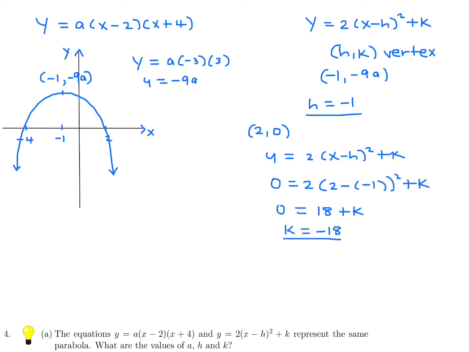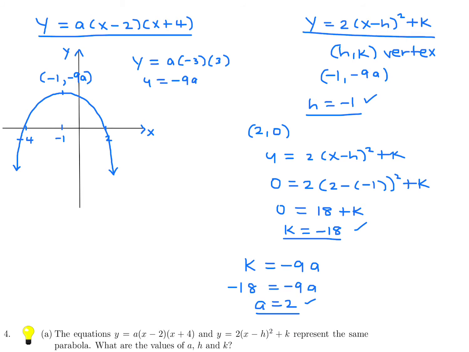All right, great. So I've got two of them, and I guess what's the other one? a. Okay, well, in terms of comparison, k is equal to minus 9a. Well, k is negative 18. That's minus 9a, so a must be 2. So they wanted me to find the values of a, h, and k, and I did. Those values are 2, negative 1, and negative 18 respectively. And I encourage you, as always, to sub these values back into both equations to verify that they are indeed equal to each other.